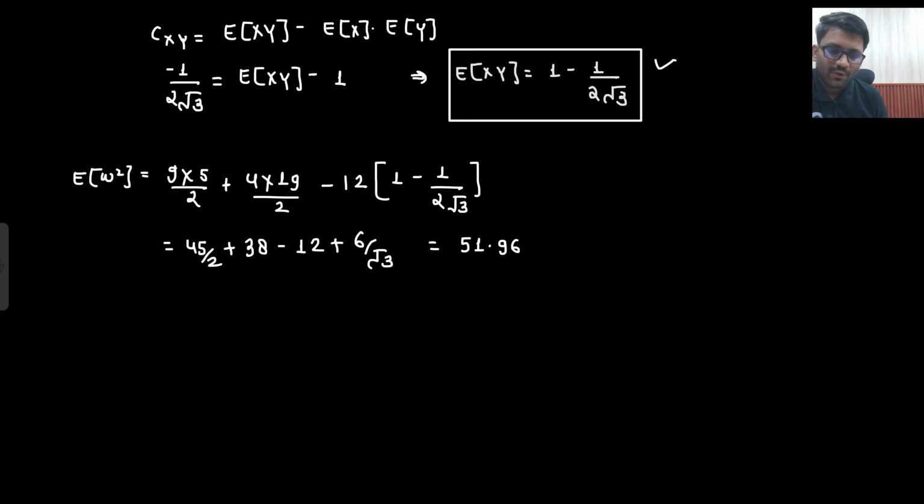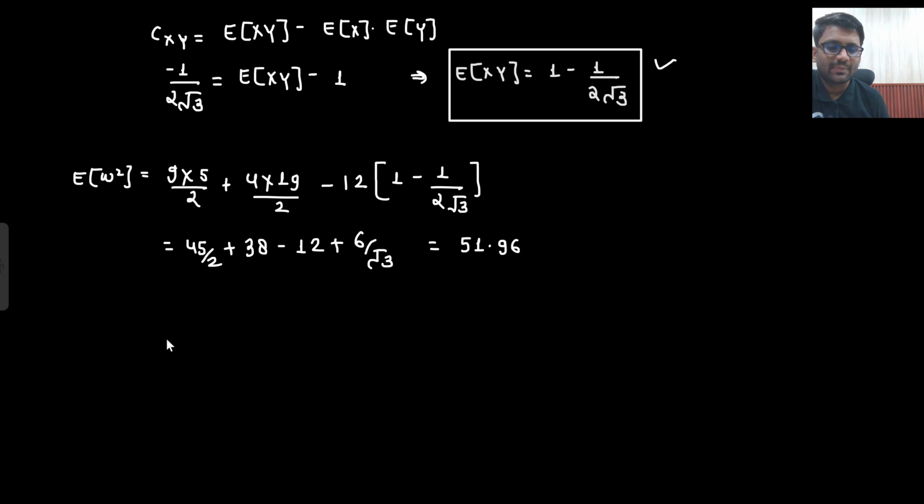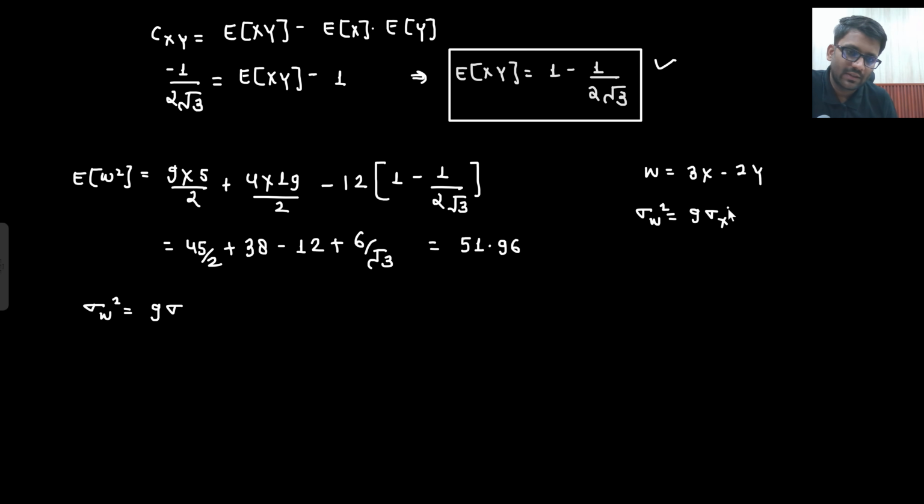Okay, next we need to find the variance. Although we have the value of EW square as well as the value of EW, so we can easily find the variance, but let's apply the formula that we remember. The variance formula: A square sigma x square. Basically, what is your W? W is given as 3x minus 2y, right? So sigma W square would be 9 sigma x square plus minus 2 square, that would be 4 sigma y square plus 2ab. But here there is a negative sign, no? So this will also be negative. So 12 cxy.